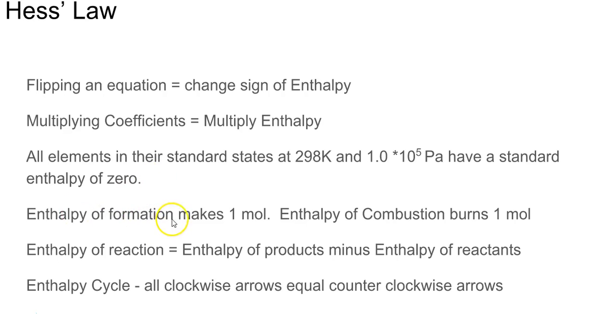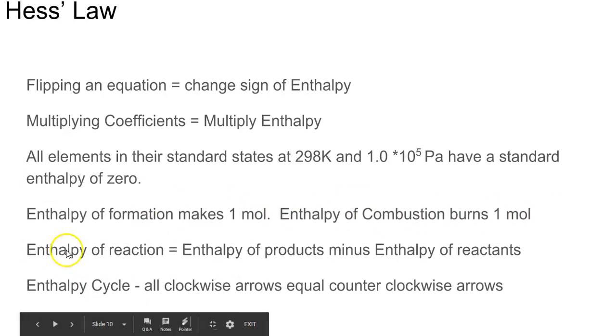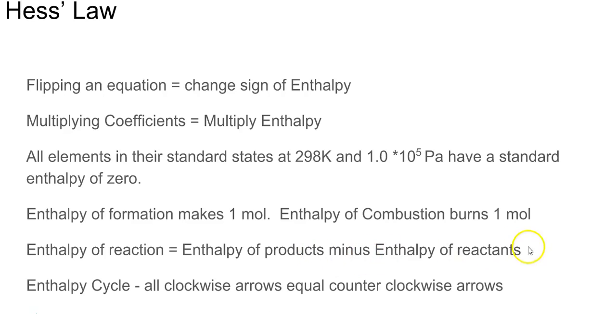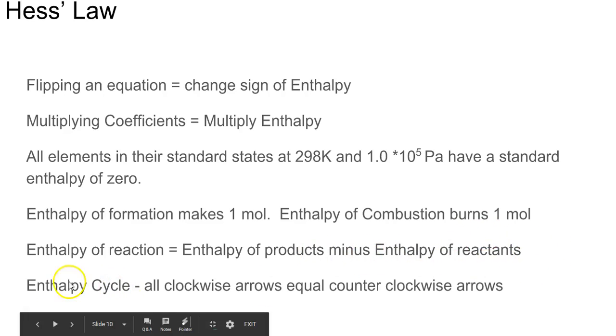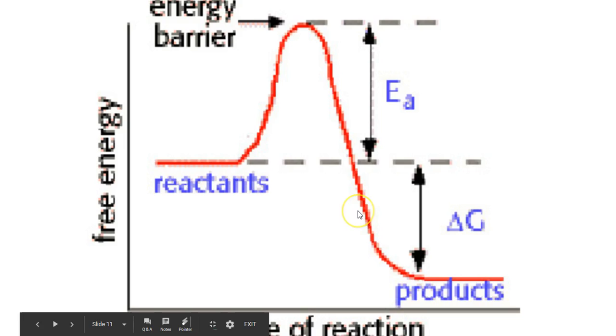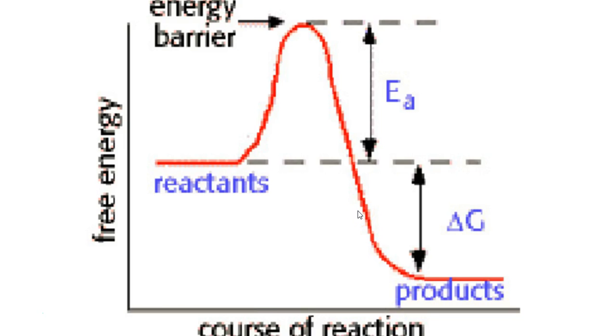Enthalpy of formation makes 1 mole, and enthalpy of combustion burns 1 mole. We'll talk about those more later. And if I'm going to calculate the enthalpy of a reaction, know that to do that, you're just going to take the enthalpy of the products minus the enthalpy of the reactants. And lastly, in an enthalpy cycle, all the clockwise arrows should equal all the counterclockwise arrows. Hopefully those will make more sense when we do more examples.